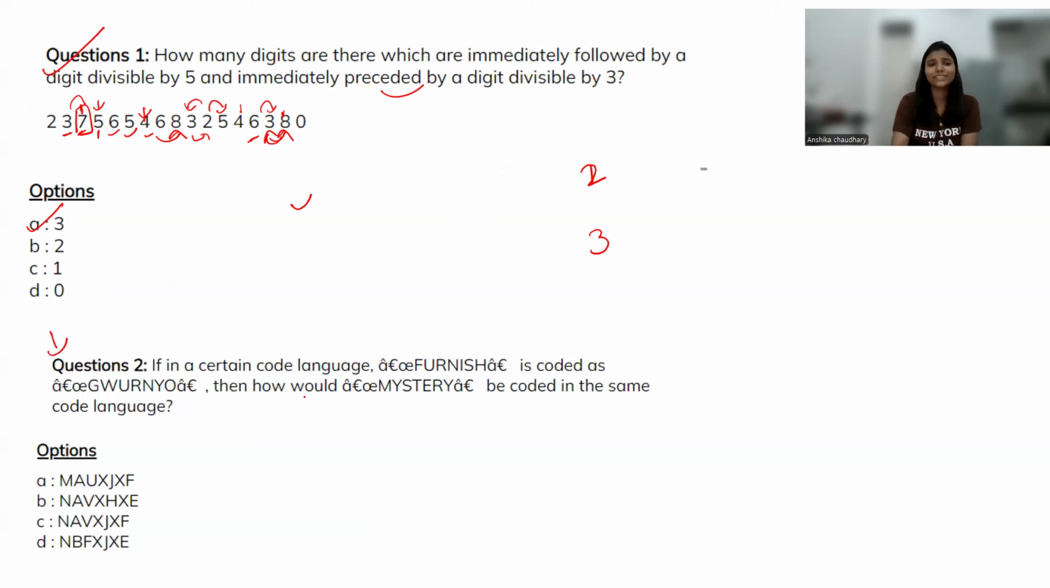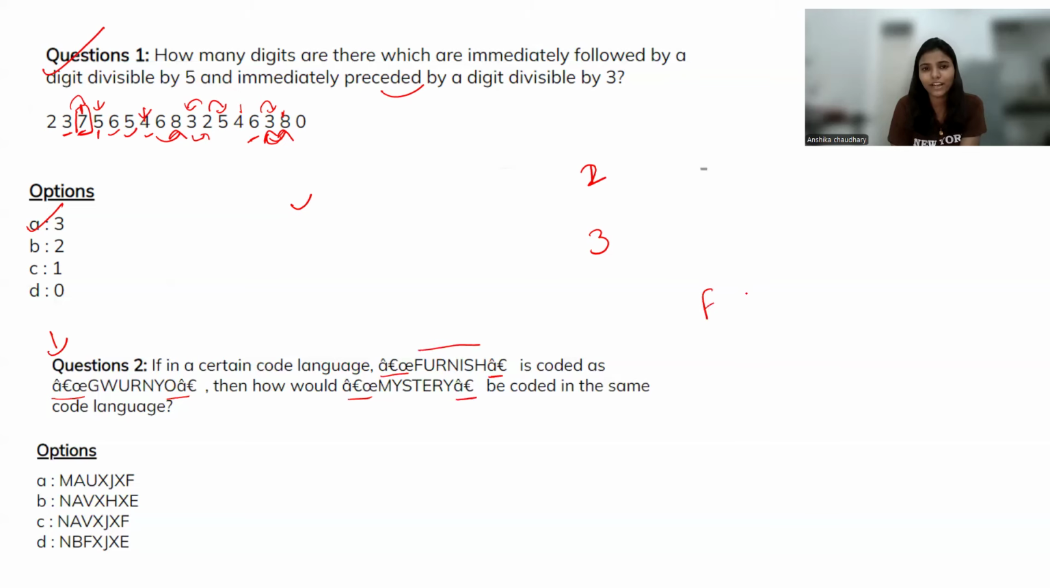Let's come on to question number 2. If in a certain code language, this thing is coded as this thing, then how will you code this? So as we can see that this much and this much, right? It is the same only. In every case, it is the same only. So we just need to check for these letters, right?